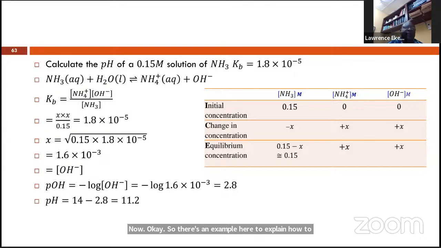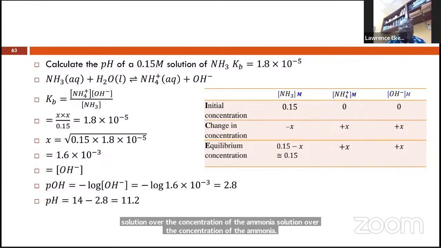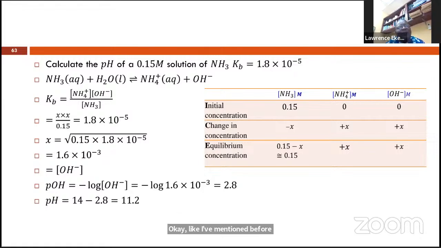Now, you have a question before you. The question says, calculate the pH of a 0.15 molar solution of ammonia, and you are provided with the Kb to be 1.8 times 10 raised to the power minus 5. When ammonia, which is a base, comes in contact with water, it will give you the ammonium ion and the hydroxide ion. The Kb will be the multiplication of the concentration of the ions in solution over the concentration of the ammonia. Like I've mentioned before, the concentrations of the positively charged and the negatively charged ions are equal to each other.